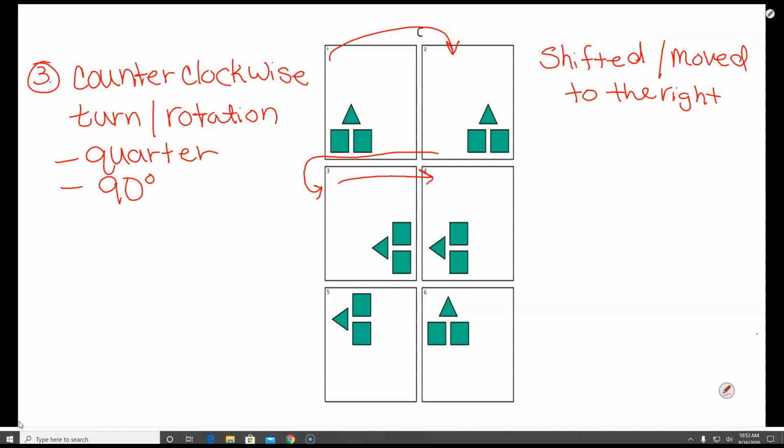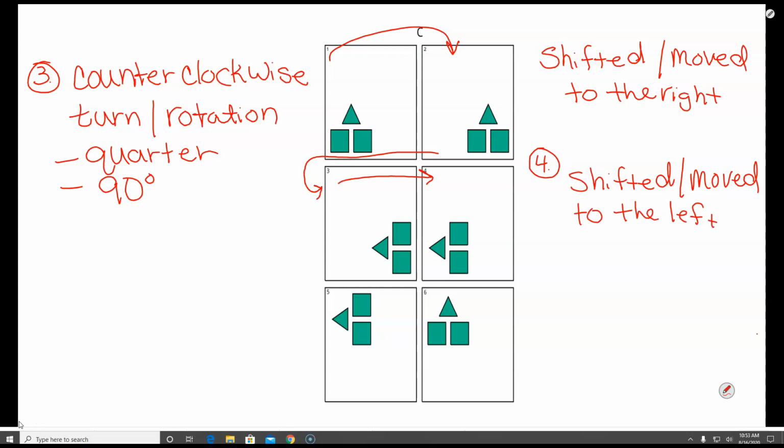Okay? Look closely at 3 to 4. No, it doesn't look like it moved any, but you have to look at those real close when you're looking at them all together. So what did it actually do? This started out on the right, but it moved to the left. So it shifted or moved to the left. Okay?